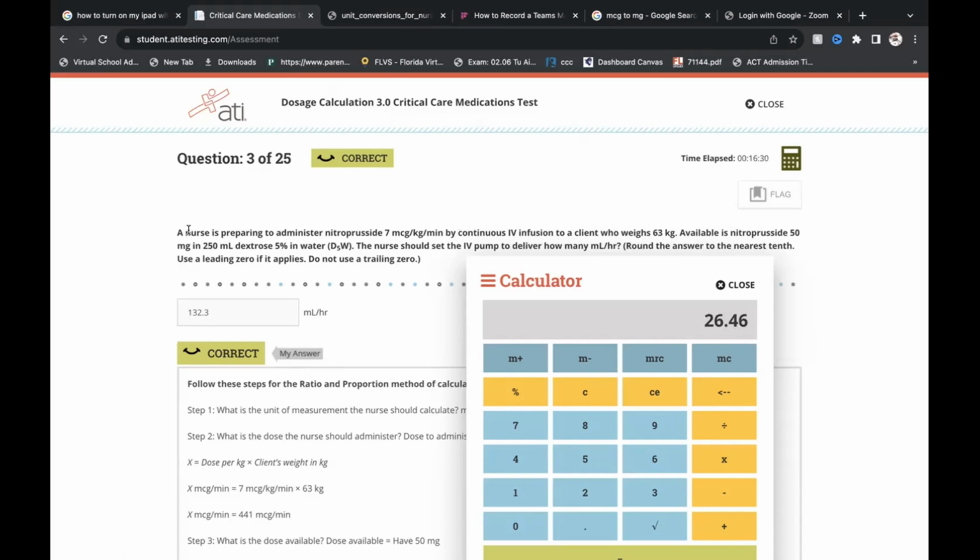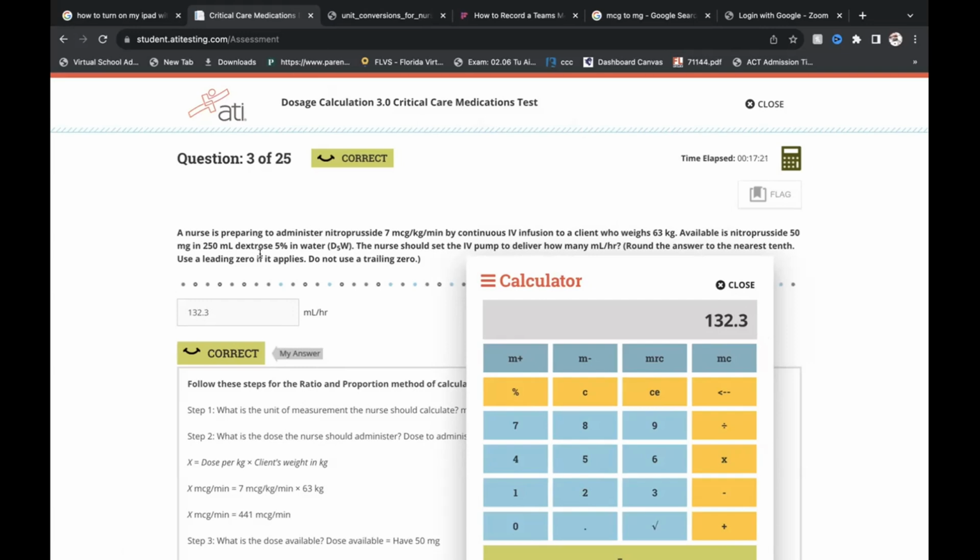Now it is in milligrams per hour. So it says available in nitroprusside is 50 milligrams in 250 milliliters. So we need to find out how many 50 milligrams are there in this 26.46. Since 26.46 is less than 50, we're going to get a decimal less than 1. So divide by 50, 0.5292, and then we're going to times that by 250 milliliters, because the amount of 50 milligrams that there was in that number, we would need to put 250 milliliters. So we times that by 250, and we get the answer 132.3, which is correct.